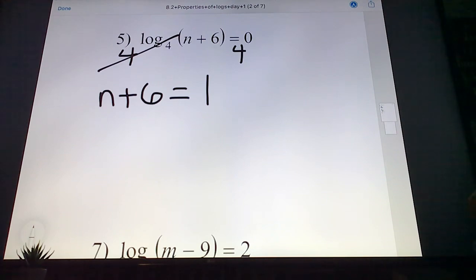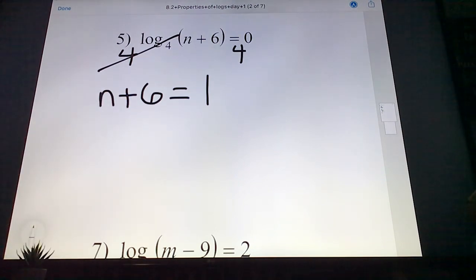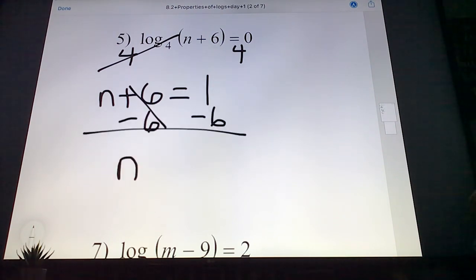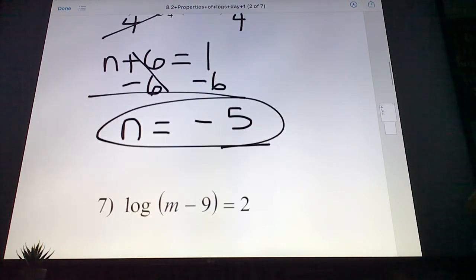And then we look at this. Well, how do I move a plus 6? What's the opposite of plus? So you're going to say minus 6 on both sides. And equals, what is 1 minus 6? It's going to be negative 5. So negative 5 equals n.